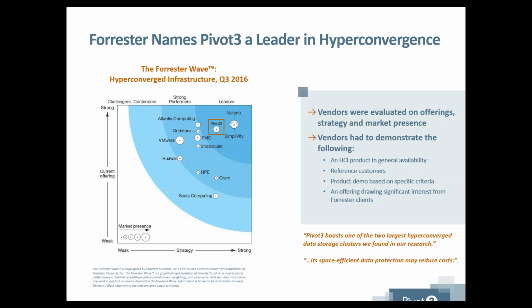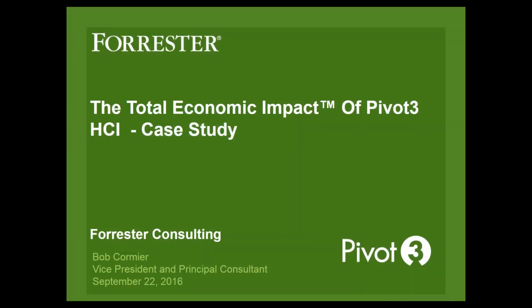Now, without further ado, I'd like to introduce Bob. Bob's representing Forrester. So, Bob, let me turn it over to you, and look forward to your comments on the economic impact of Pivot3, a case study of hyperconvergence that we commissioned Forrester to work on with us. So, Bob? Thanks, Bruce, for giving me the opportunity to present the results of the case study titled The Total Economic Impact of Pivot3 Hyperconverged Infrastructure, or HCI. Next slide.